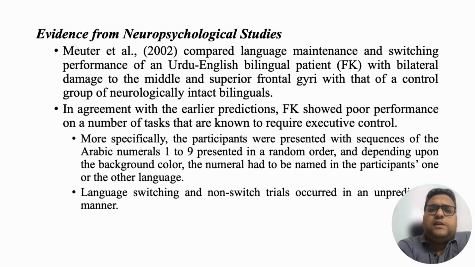Now, Muter and colleagues compared language maintenance and switching performance of a Urdu-English bilingual patient, FK, with bilateral damage to the middle and superior frontal gyri, with that of a control group of neurologically intact bilinguals. In agreement with earlier predictions, FK showed poor performance on a number of tasks that are known to require general executive control. More specifically, the participants were presented with sequences of Arabic numerals 1 to 9 in a random order, and depending upon the background color, the numerals had to be named in one or the other language.